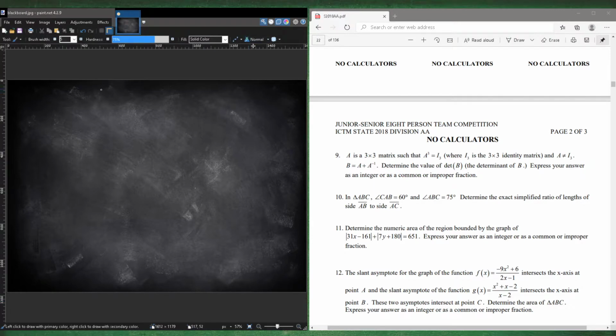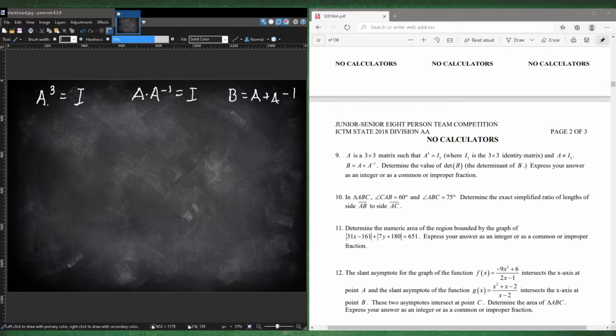Okay, so we have A to the power 3 is equal to our identity matrix, and we have B is equal to A plus A to the negative 1. And there's also one more equation that we're going to have to use, and that's A times A to the negative 1 is equal to I. Basically what this is saying is any matrix multiplied by its inverse matrix is the identity matrix, which is true for any matrix that follows the form n by n. So n by n means it's a 3 by 3, 2 by 2, a 4 by 4, 5 by 5, etc.